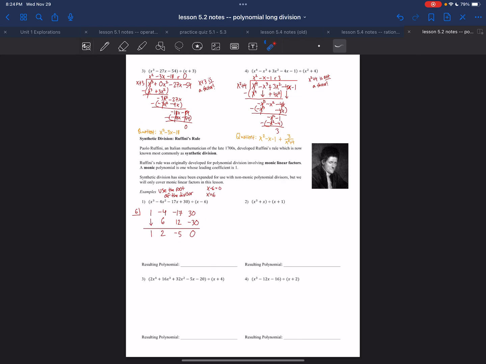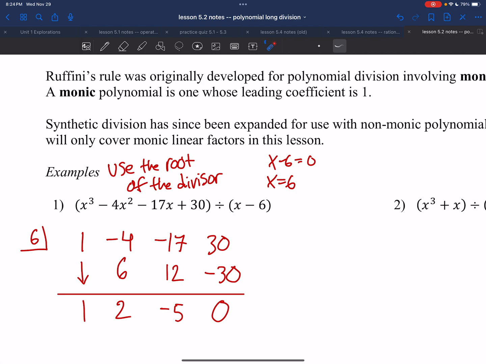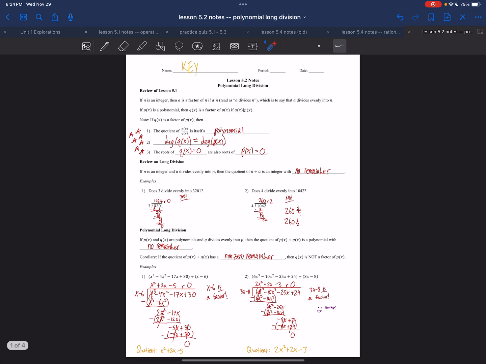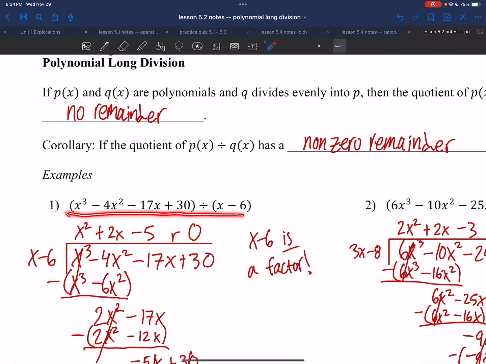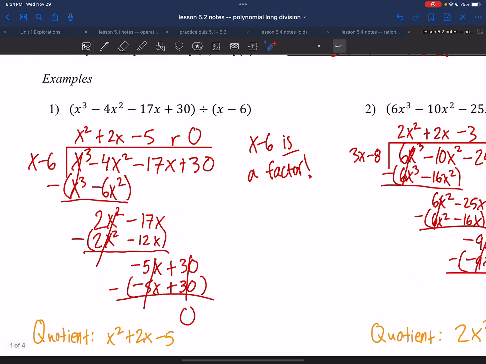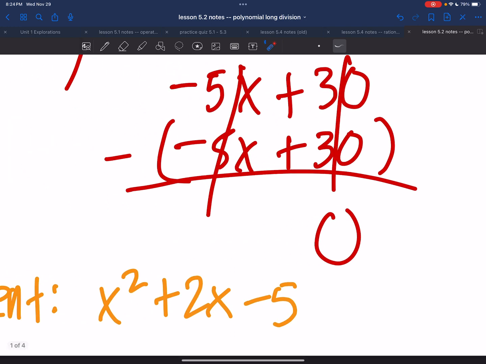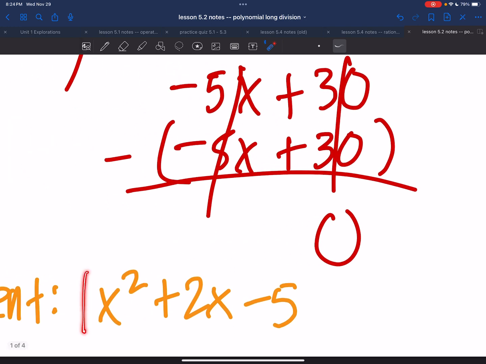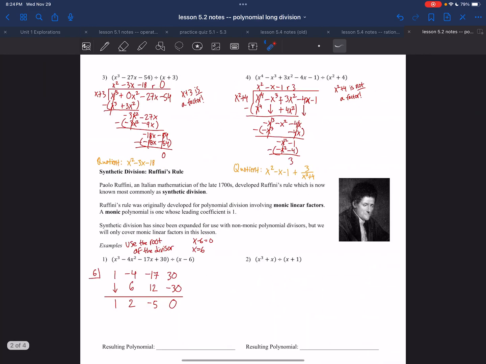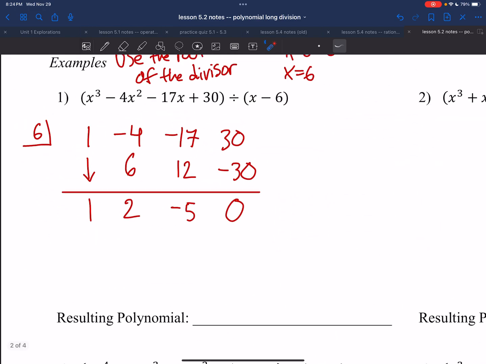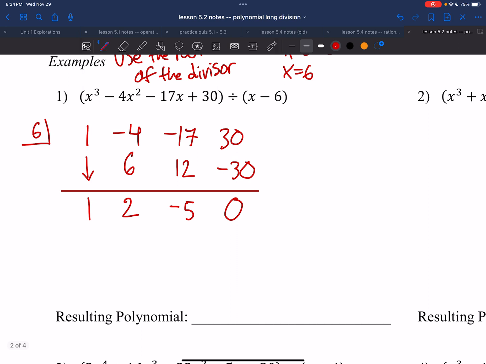I'm going to go back, and I also want you to notice, you see this problem here? We already did this problem. We did it right here. And what was your quotient? Oh my gosh, it was 1, 2, negative 5. Hey, look at that. Synthetic division yields the coefficients of the quotient polynomial.